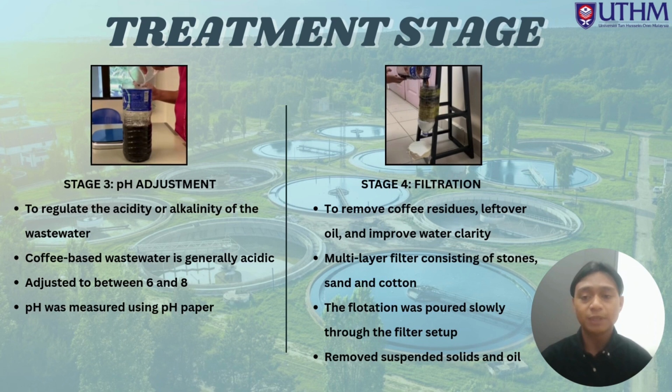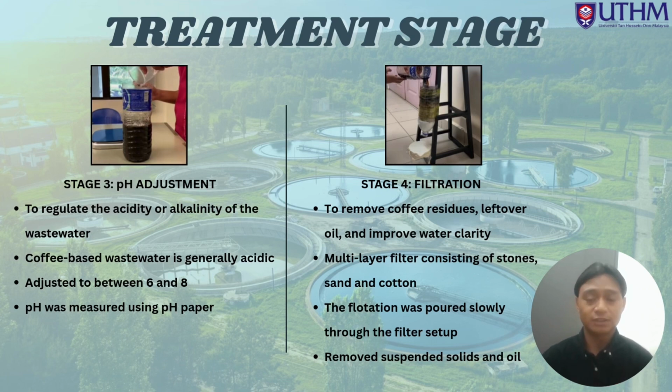So the purpose of the pH adjustment stage is to regulate the acidity or alkalinity of the wastewater. The wastewater from coffee is generally acidic. The optimal pH that we aim for is between 6 and 8, which is near to neutral. And the material that we use is pH paper.